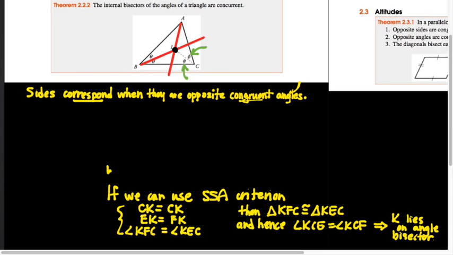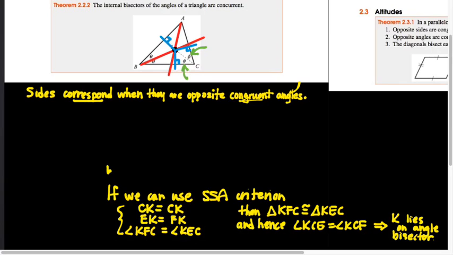We started the chasing by dropping a perpendicular from the point K to the side BC, and then also to the side AB. And then lastly, we also did it to the side AC. So we drew in these perpendiculars: perpendicular, perpendicular, perpendicular.